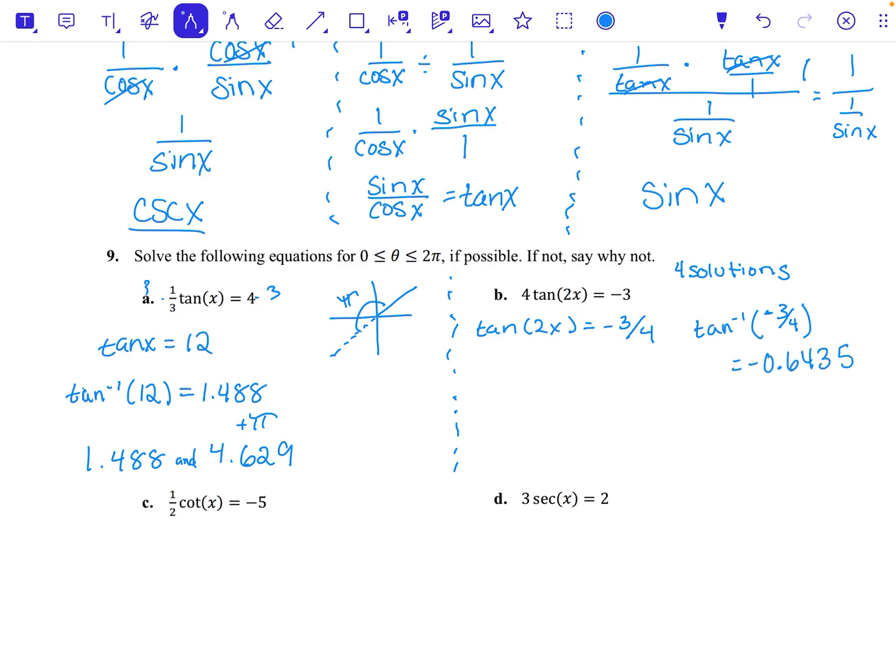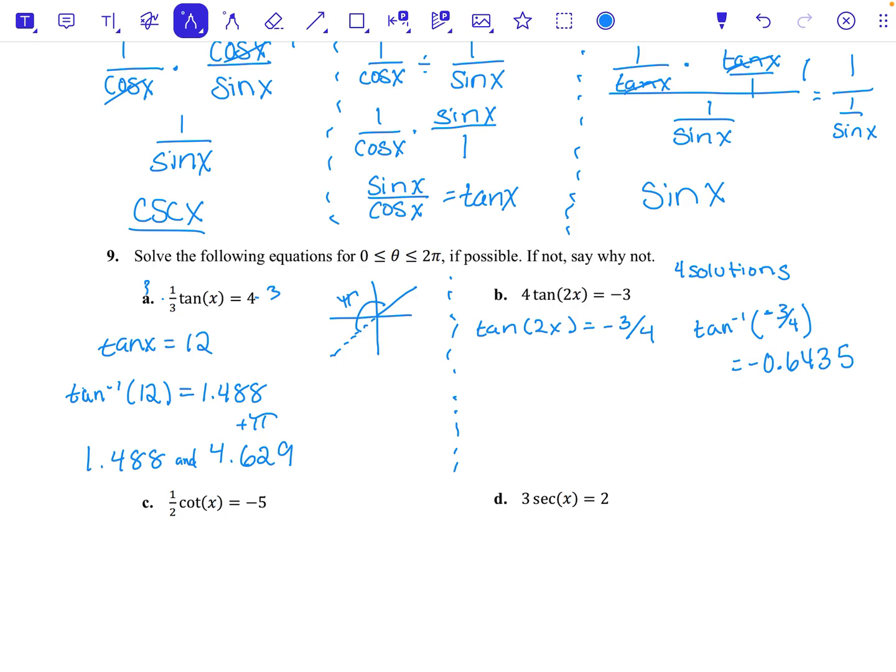0.6435. Now, this is not the angle in the region I'm looking for. That's actually in quadrant 4. But I'm going to start with that angle anyways, and then I'll sort of work my way. Let me undo that. That is the wrong way to describe this. This is not one of my possible solutions. It's not in the interval.